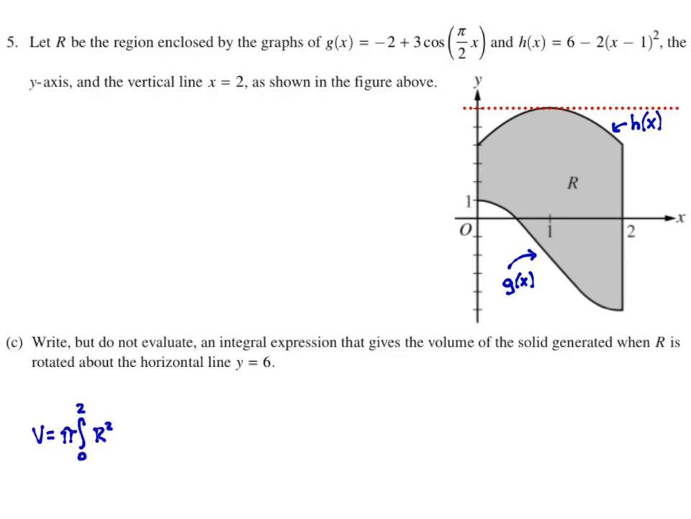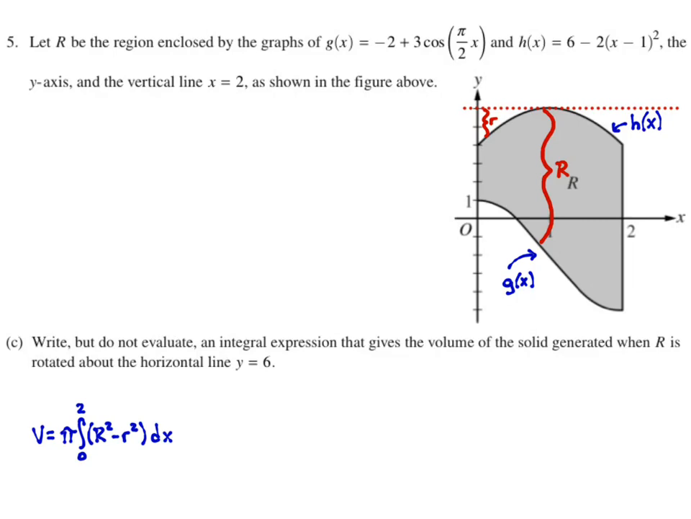So remember, the washer method says the volume is equal to pi times the integral of big R squared minus little r squared. We have to figure out our big R. Our big radius is the distance from the axis to the furthest curve. Notice the curves are below here. So that is our big R. And then our little r is the distance from the axis to our closest curve. So little r is that.